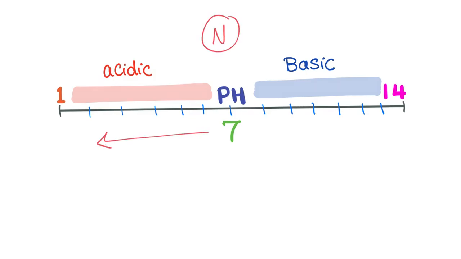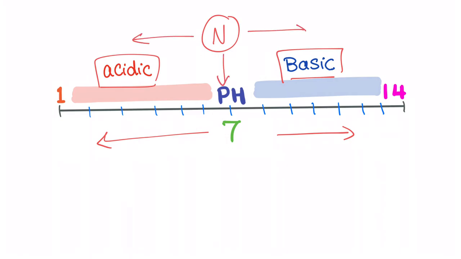Anything below 7 is acidic. Anything above 7 is basic. So neutral is 7, below 7 acidic, more than 7 is basic.